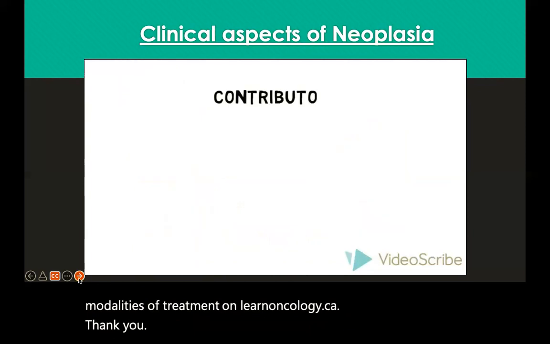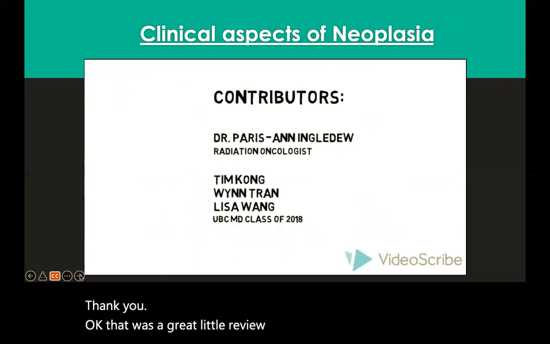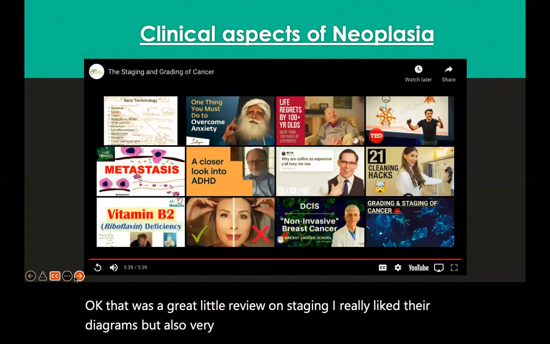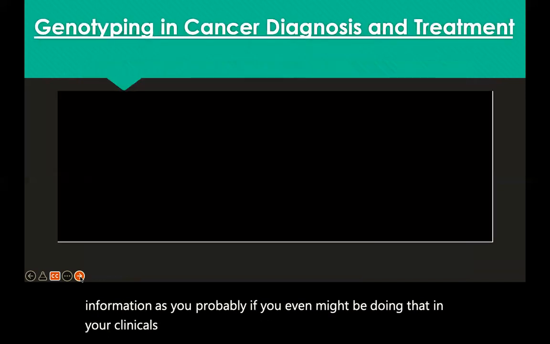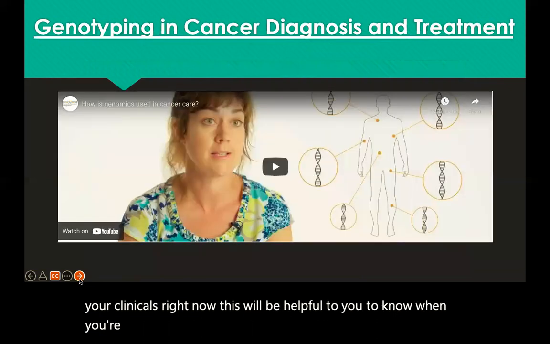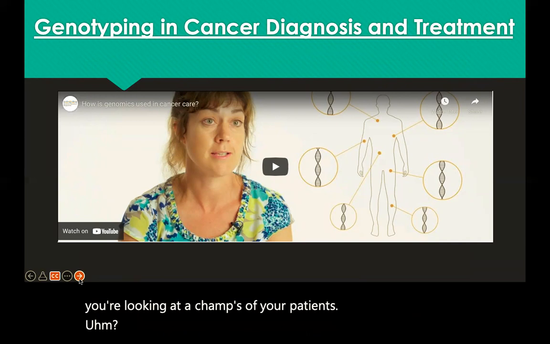Okay, that was a great little review on staging. I really liked their diagrams, but it's also very important for you to know that information, as you might even be doing that in your clinicals right now. This will be helpful to you when you're looking at H&Ps of your patients. Next, we just want to go into genotyping.